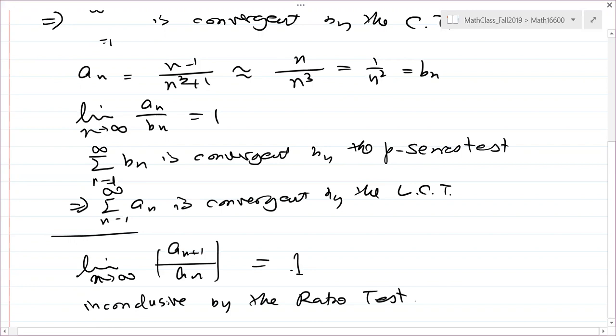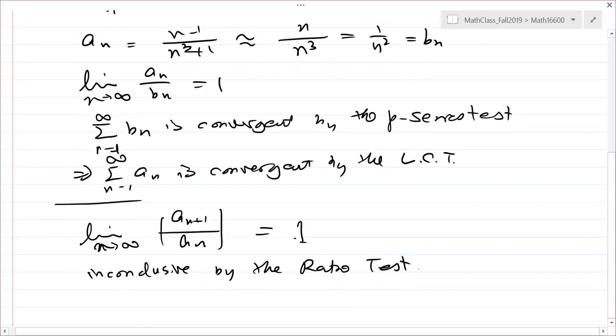If you jump to the conclusion that by the ratio test this is convergent, that's ridiculous. The ratio test never guarantees convergence when the limit is one. Only if the limit is less than one is it convergent by the ratio test. So you cannot get any points for this. If you use the ratio test to conclude the series is convergent, indeed the answer is correct, but the solution is wrong, all the arguments. You cannot get credit.